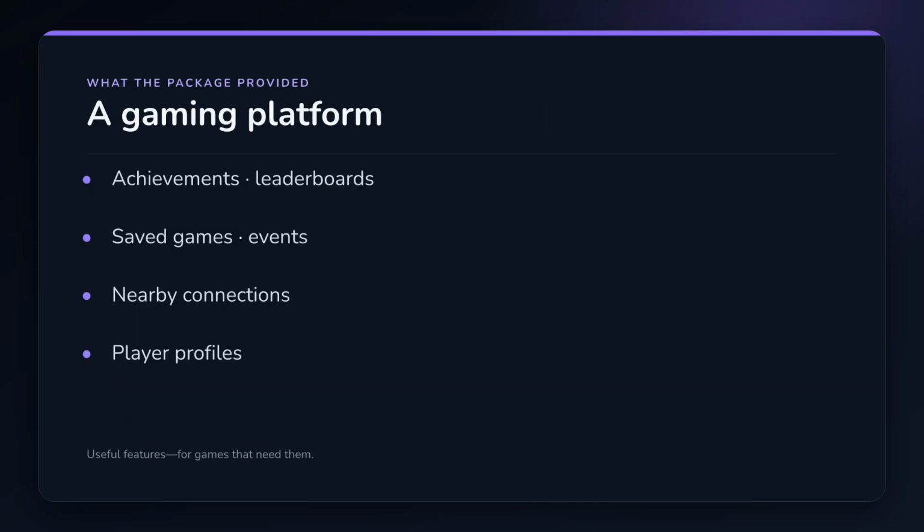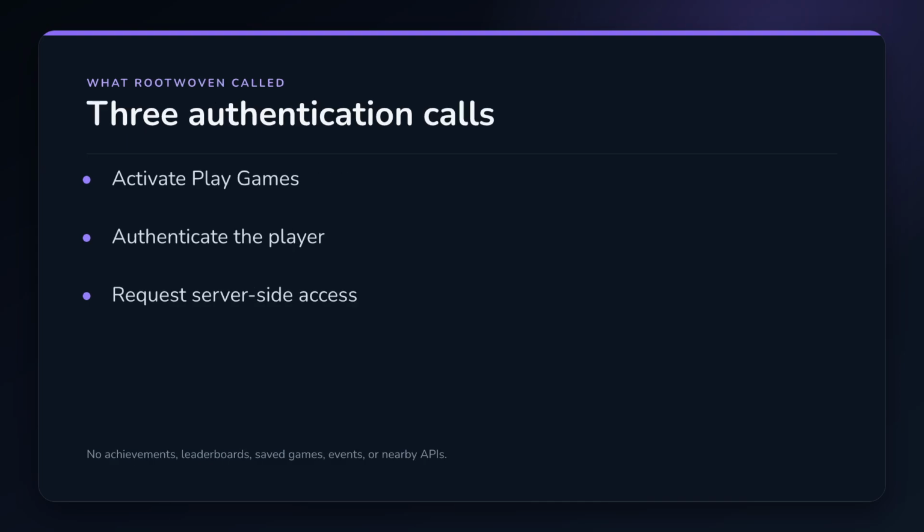This is not a criticism of Play Games. Achievements, leaderboards, saved games, events, nearby connections, and player profiles belong there. They are useful to games that use them. Rootwoven did not use those features. Outside the package itself, our game called Play Games only to authenticate and obtain a credential for our own account system. We only wanted the login result.